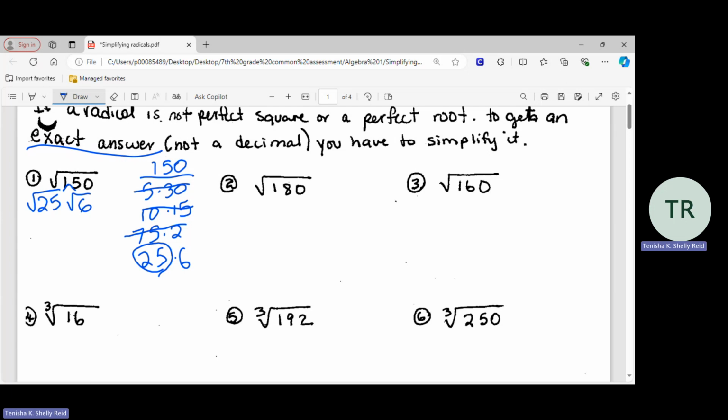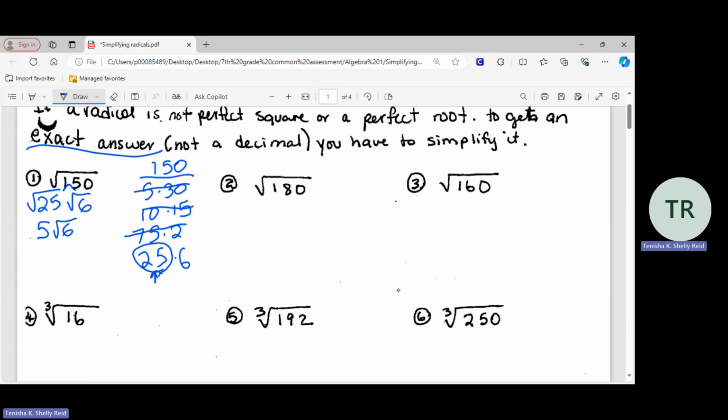Two different factors, in a sense. Now, I like to put the perfect square first because it helps. The square root of 25 is a number. The square root of 25 is 5 because 5 times 5 is 25. And then we have the square root of 6 that's left over.